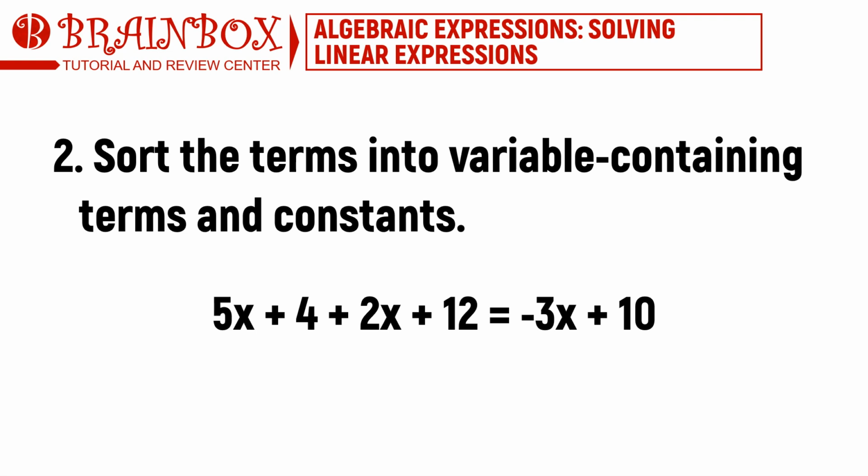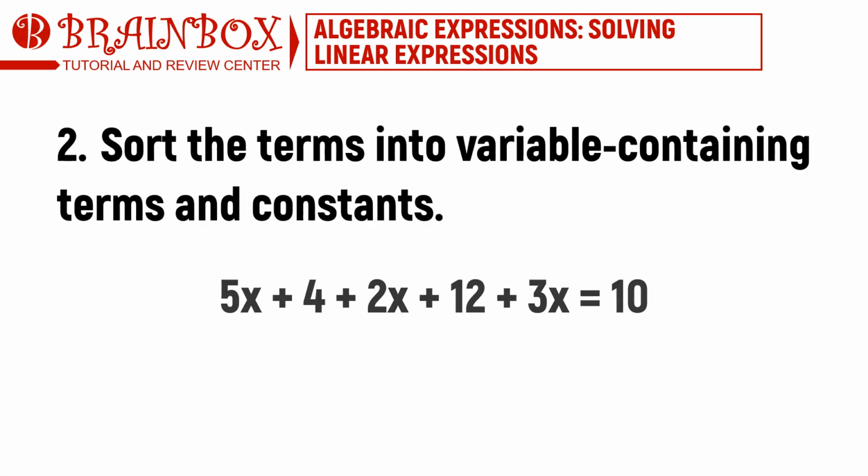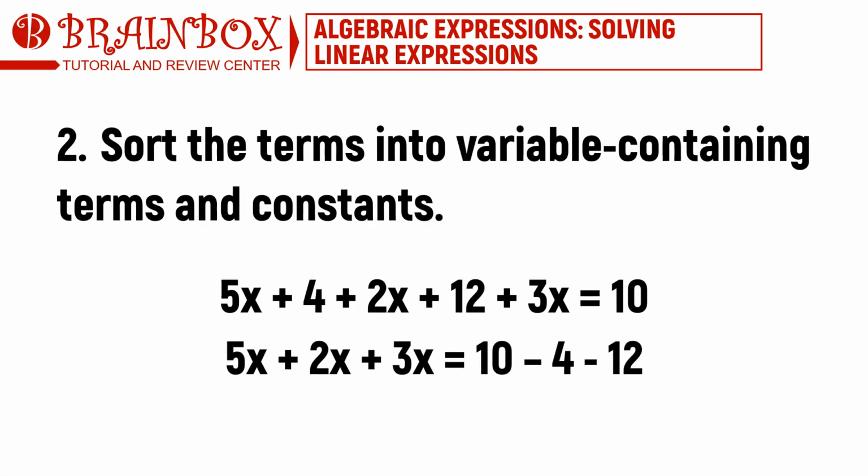We move all of the terms containing variables to one side of the equation, and all of the constants to the opposite side. In order to sort the terms, we will be transposing terms into the correct side. Anytime a term switches sides, its sign is flipped. Negative numbers become positive, and positive numbers become negative.